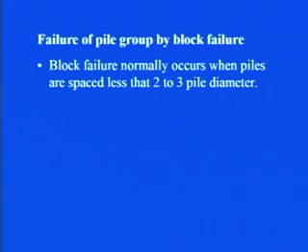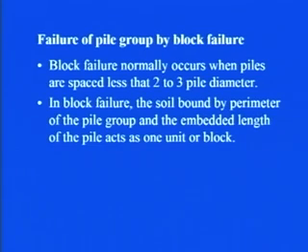Block failure normally occurs when piles are spaced less than 2 to 3 times the pile diameter. When the spacing is less, obviously the overlapping of the distribution of the load over the length of the pile shaft will be more, and so it is likely to fail as a block. In block failure, the soil bound by the perimeter of the pile group and the embedded length of the pile acts as one unit or block.